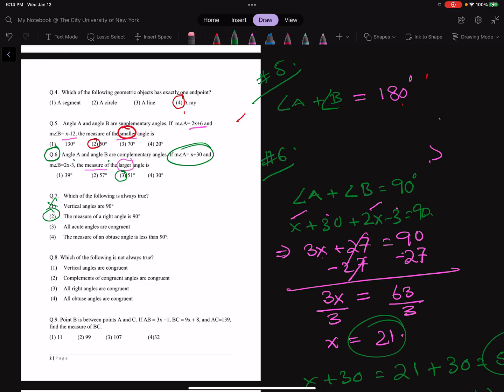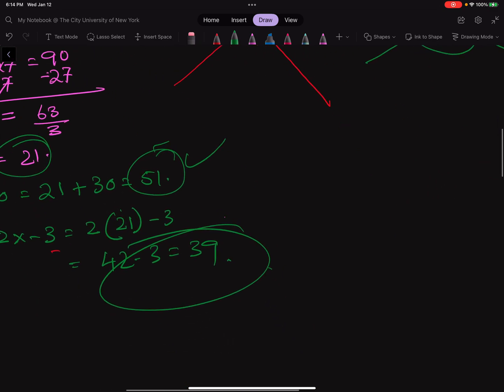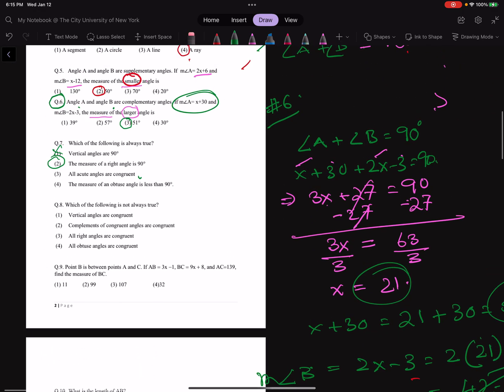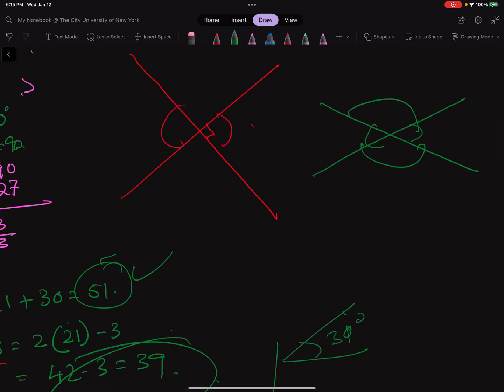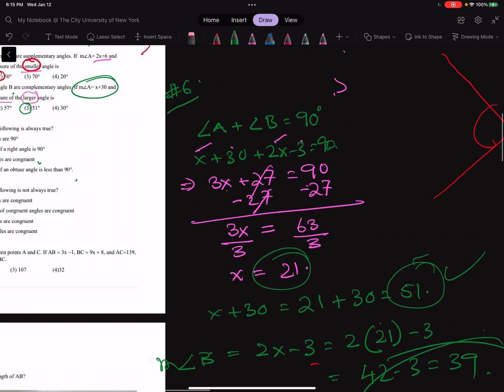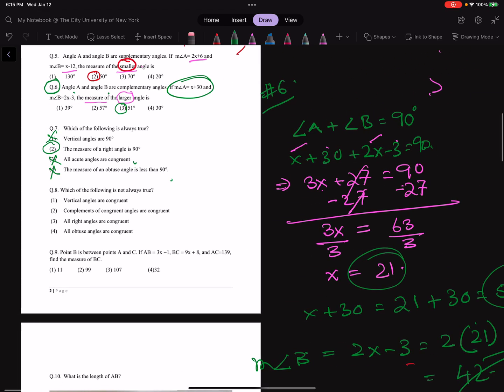But again, if you see what they say, all acute angles are congruent. No, an acute angle is less than 90. So sometimes an acute angle can be a 30 degree one, and another one is, let's say, 89 degrees. So are they equal? No, they are not always equal. Okay, so you can say that's also false. A measure of an obtuse angle is less than 90. No, less than 90 is an acute angle, and more than 90 and less than 180 is an obtuse angle. So you say that's also wrong. So your answer stands at what we have determined, that's true.